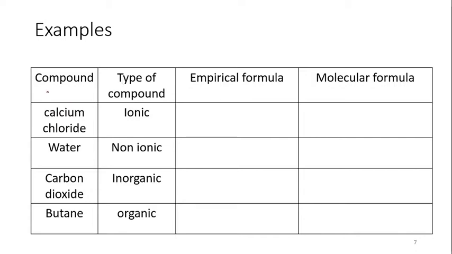So the first compound is calcium chloride. Its empirical formula would be calcium chloride. It's easier to write the molecular formula, and from the molecular formula I can write the empirical formula. So calcium chloride has the same empirical formula as the molecular formula because it is an ionic compound. Water, which is H2O, is a non-ionic compound, and it also has an empirical formula the same as the molecular formula. The third one is carbon dioxide.